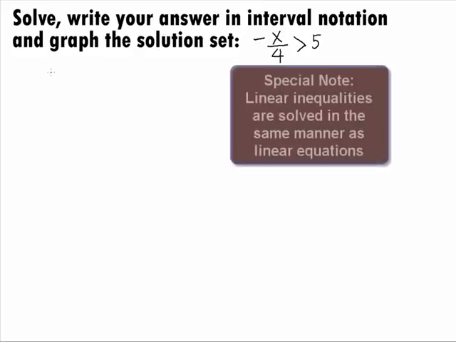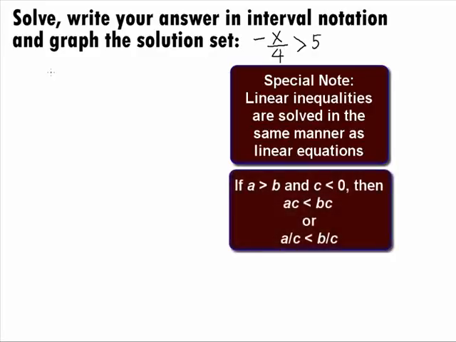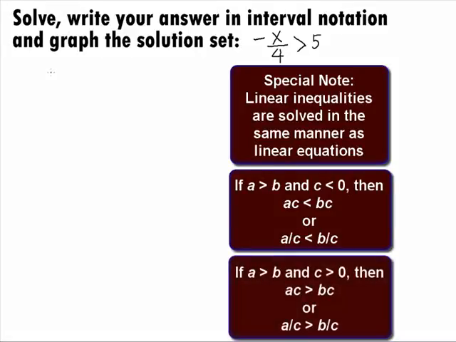Note that we solve linear inequalities in the same way that we do linear equations. We want to get our variable on one side and everything else on the other side by using inverse operations. A new thing that we have to be careful about when working with inequalities is that if we are multiplying or dividing both sides of the inequality by a negative number, the inequality needs to change. If we are multiplying or dividing both sides by a positive value, the inequality stays the same.